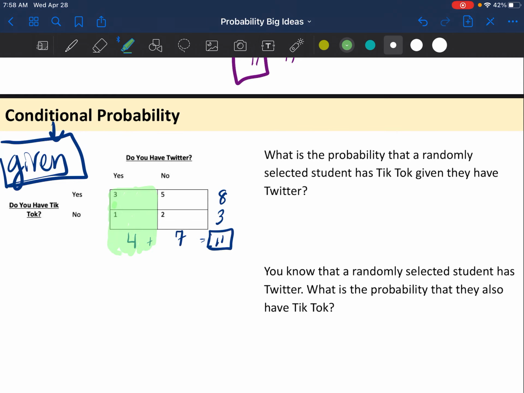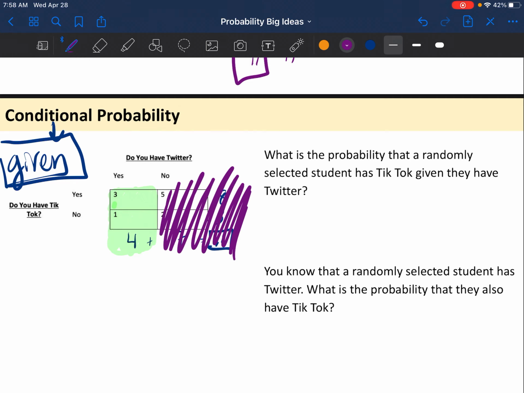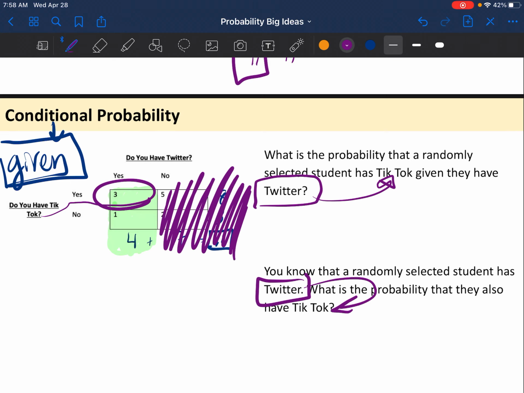Even as a teacher, I still make mistakes reading two-way tables, so it's okay. So I know they have Twitter. These are yeses. So I really don't want to know anything about these people because they do not have Twitter. They are not part of my group. Okay. Now that I know they have Twitter, what is the probability they also have TikTok? So what is the probability of yes, TikTok? So looking here, TikTok, yes, 3.